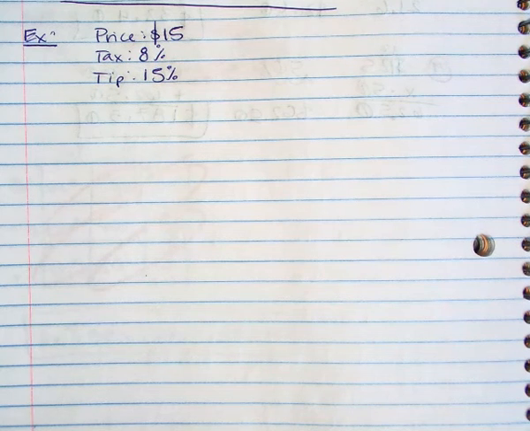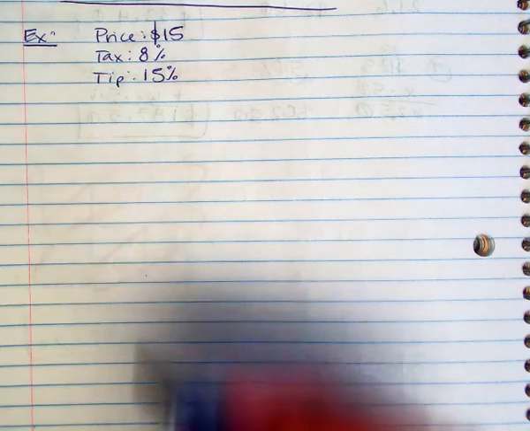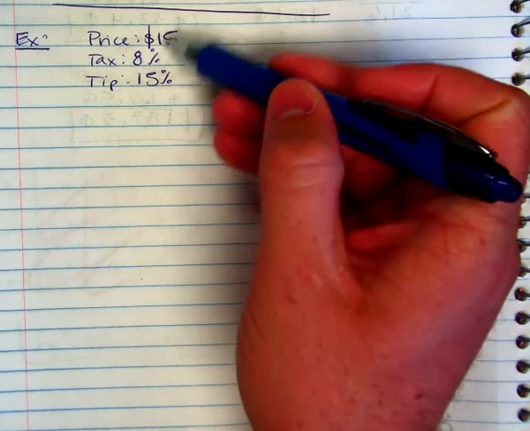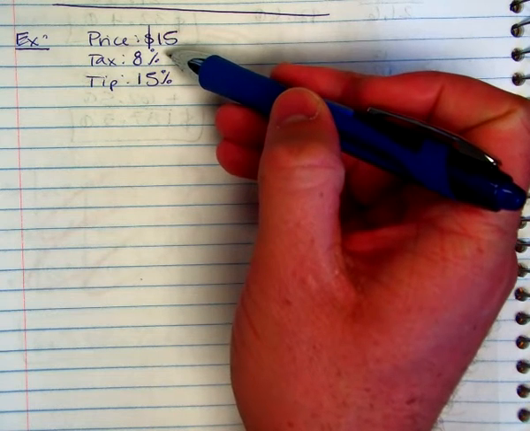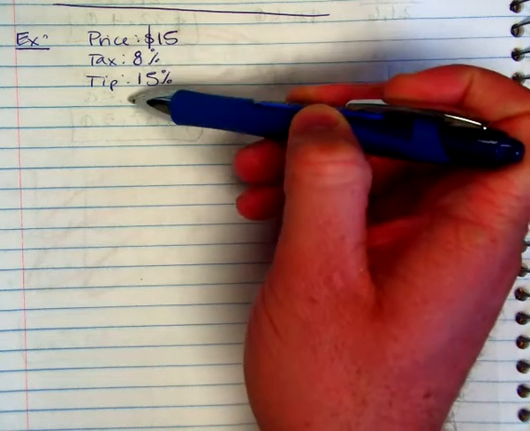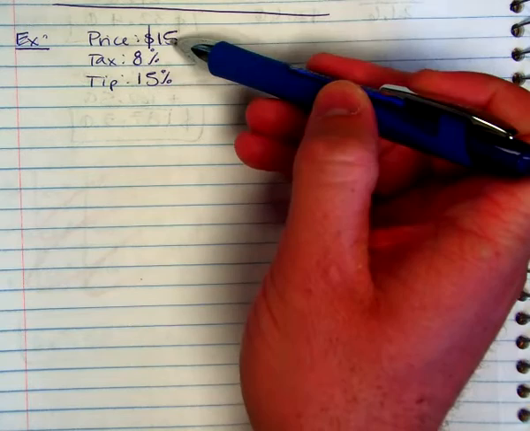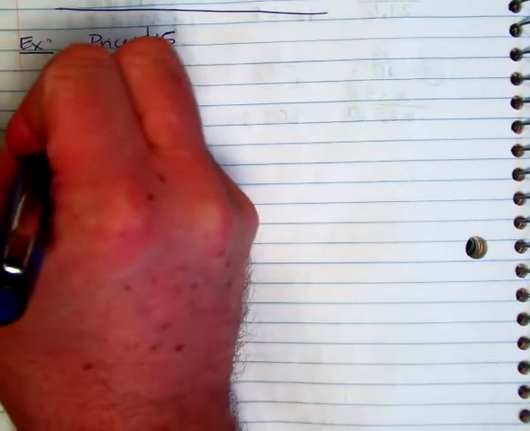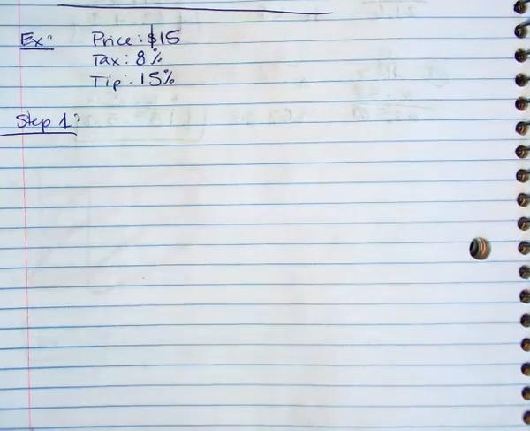So in this problem, the first thing I need to do, if I've got a price of $15 and I have a tax of 8%, I have to find the tax first. And usually you'll just do it in the order that it's listed. So I have $15, the tax is 8%. Let's start then. Step 1, there will be 4 steps to this process.